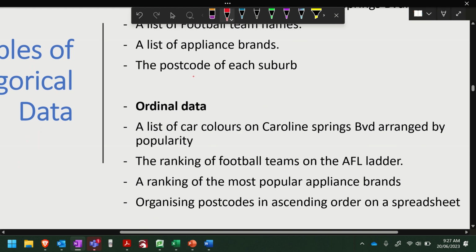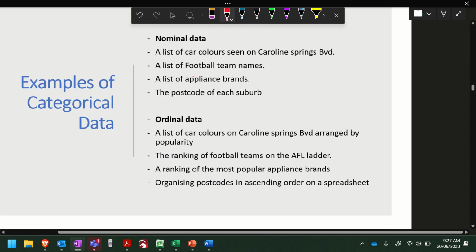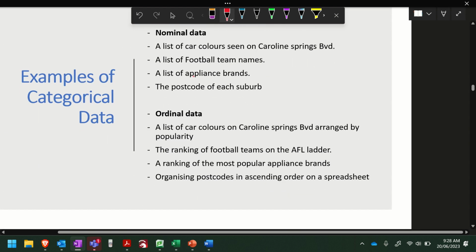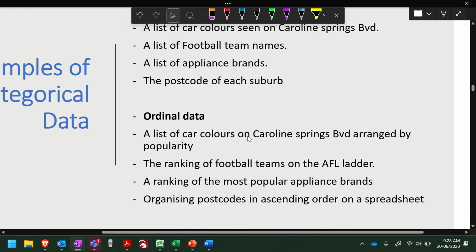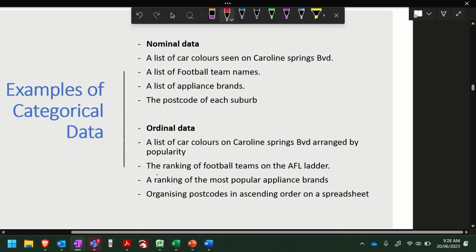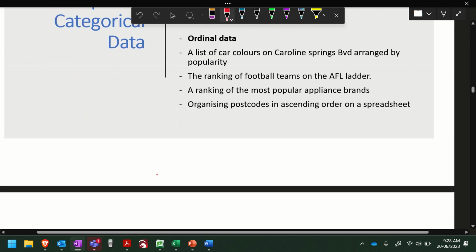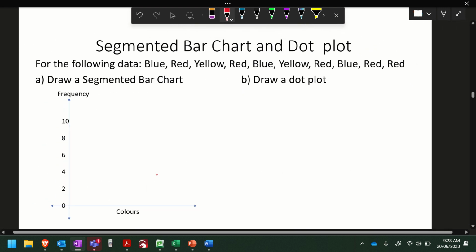But let's say, for example, you've got your addresses. That's probably going to be ordinal, but as you can see here, organizing something in order of lowest to highest. So just keep that in mind. Some people get confused about that. But just keep that in mind. Yeah. All right. Let's go and do some of this.